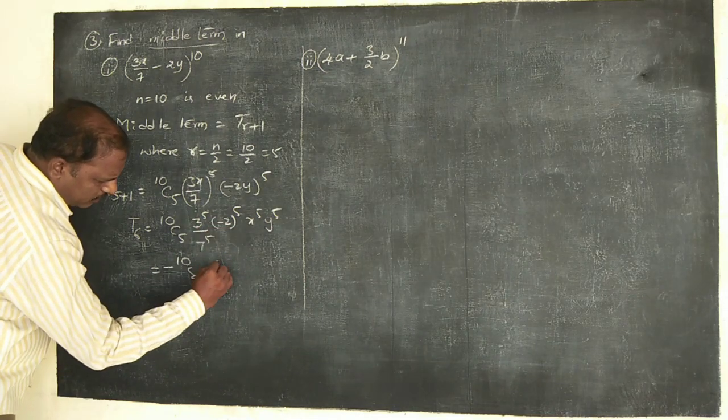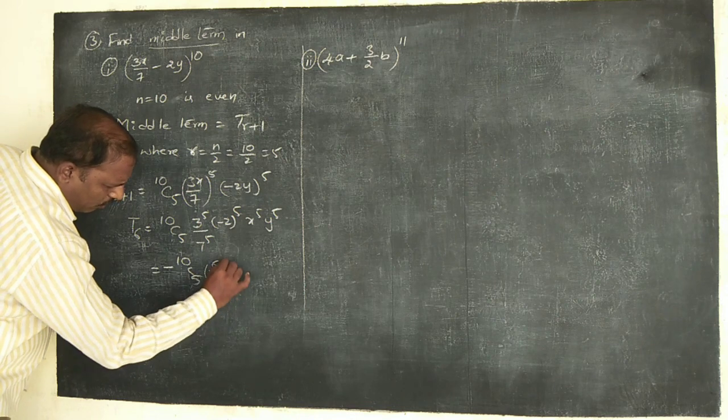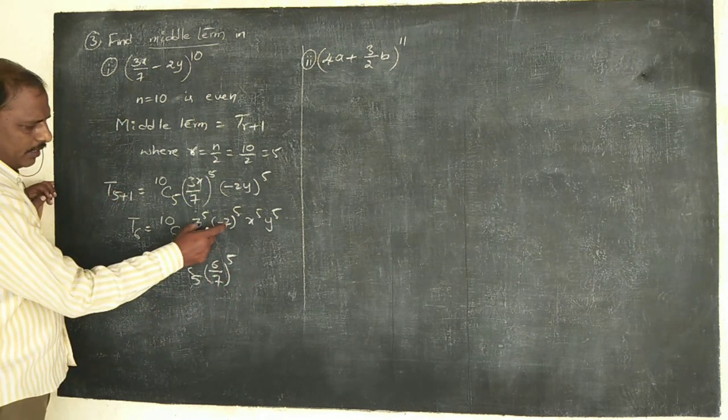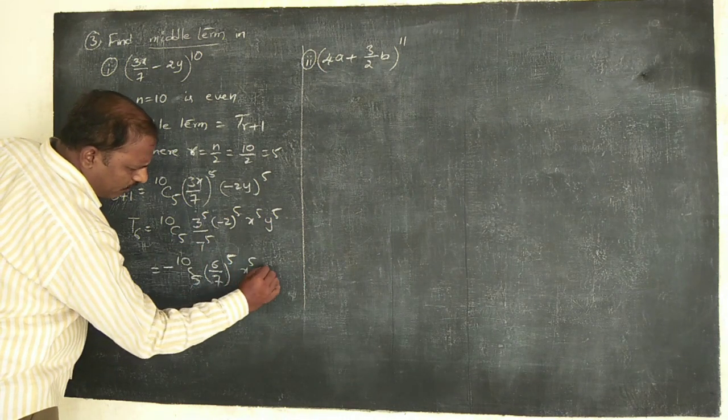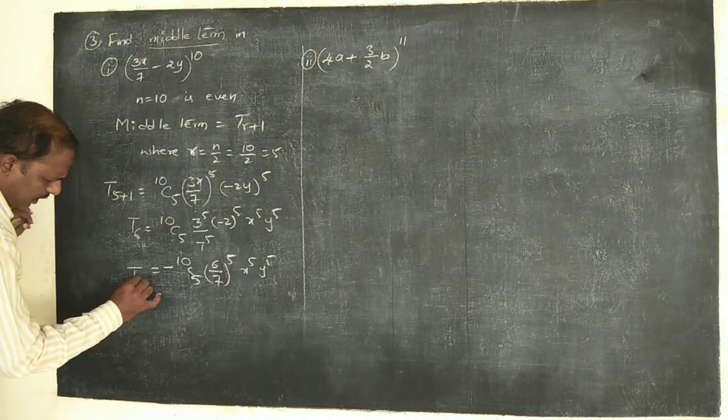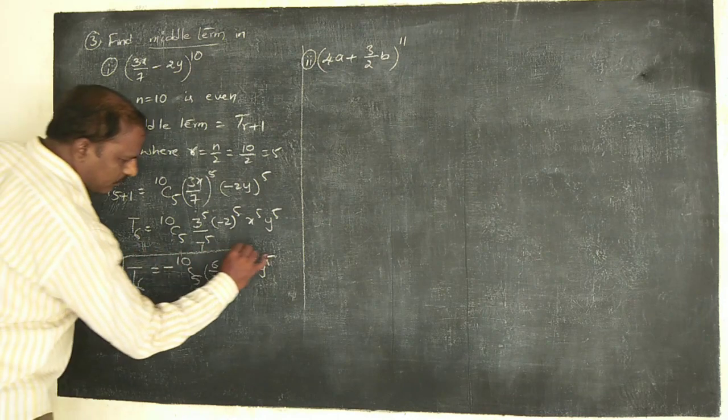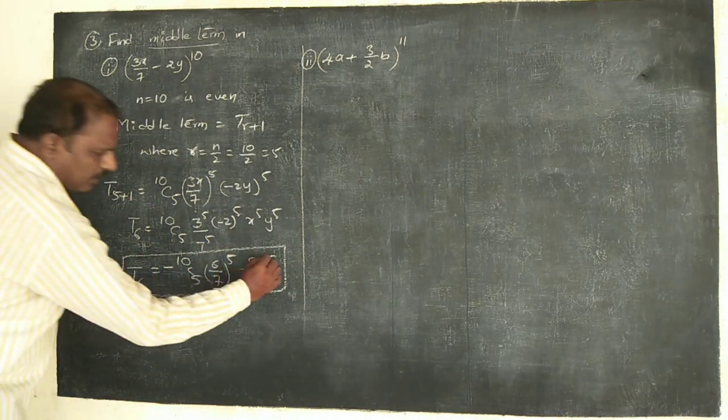So minus 10C5, (3 by 7) whole to the power of 5, 3 into 2 is 6, (6 by 7) whole to the power of 5, x to the power of 5, y to the power of 5. This is the middle term, T6. Is it clear?